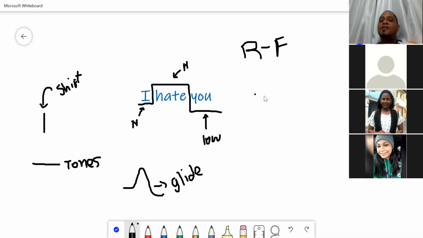Now, why am I explaining this to you? Because in the platform, we already have the questionnaire for chapter 6. And chapter 6 is only about rising intonation. Only about this one. No rising, falling. Only rising. So it's very important that we know in which sentence we have rising, falling, and in which sentence we have only rising intonation.